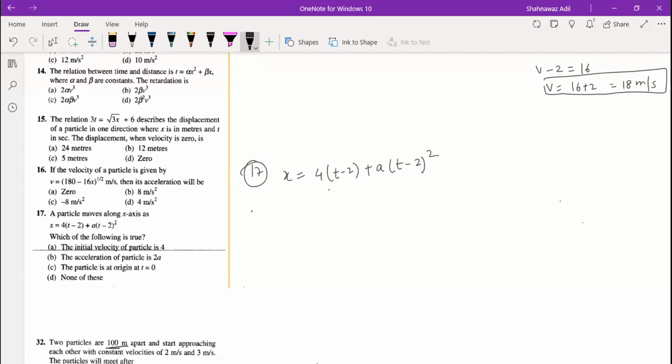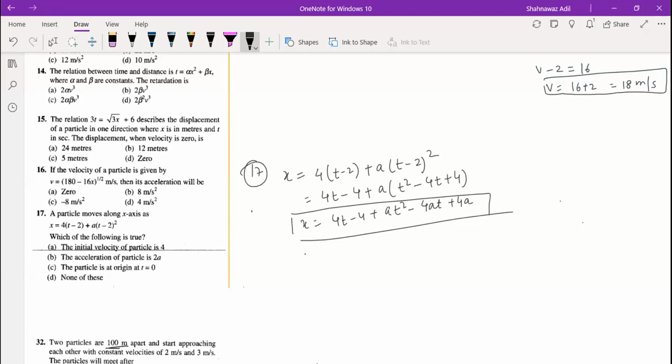Right? So this is how much? This is 4t minus 4 plus 8t square minus 2 cubes of 4t plus 4. So this is how much? This is 4t minus 4 plus 8t square minus 4at plus 4a. So this is the distance.